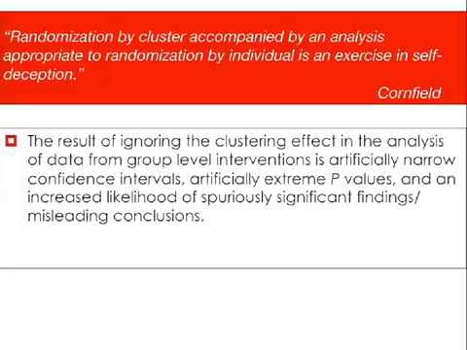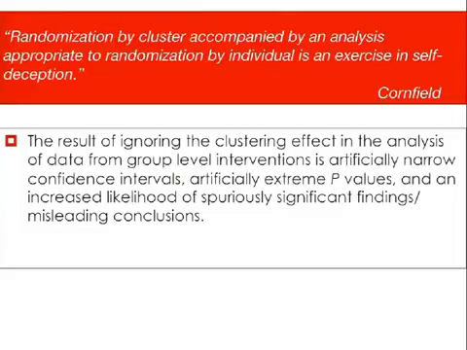But a guy named Cornfield, a very famous statistician 50 or 60 years ago, said, "Randomization by cluster accompanied by analysis appropriate to randomization by individual is an exercise in self-deception." So in other words, if I take a city of 10,000 and another city of 10,000 and I randomize one to the intervention and one to the control and treat them as though I randomized 20,000 people, you will come up with the wrong answer. Okay? So don't do it. Don't be tempted to do it.